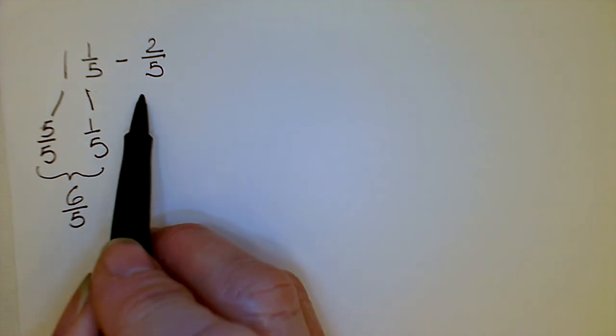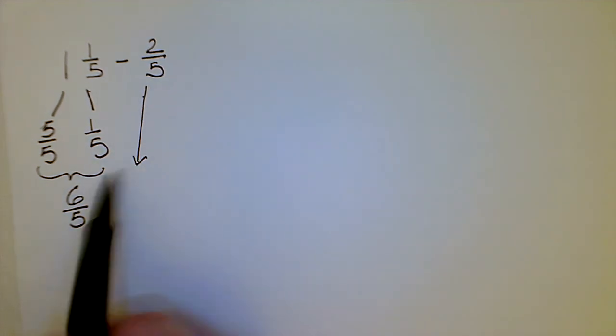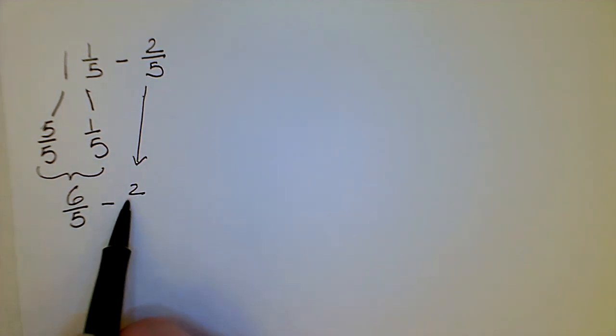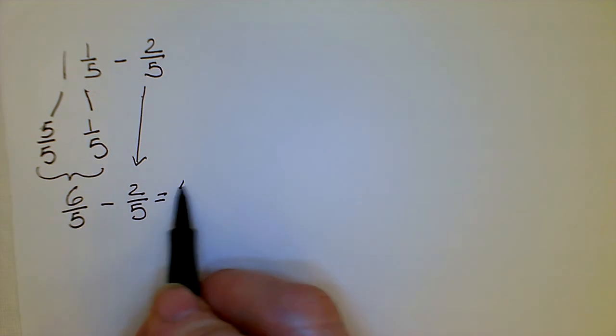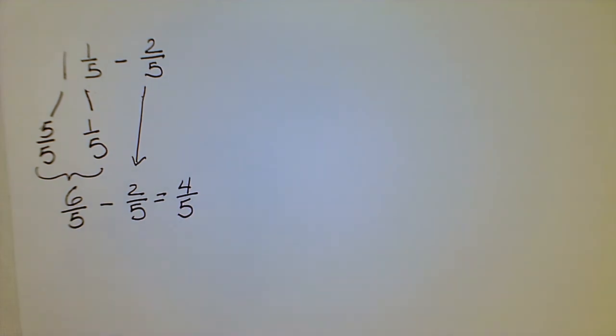So now I can bring this down here and say 6/5 minus 2/5. Well, 6 pieces minus 2 pieces gives me 4/5, or 4 pieces.